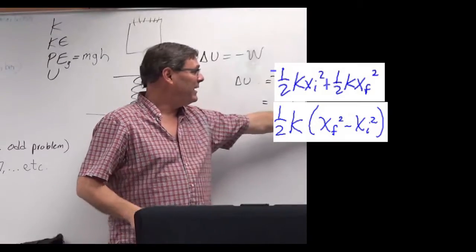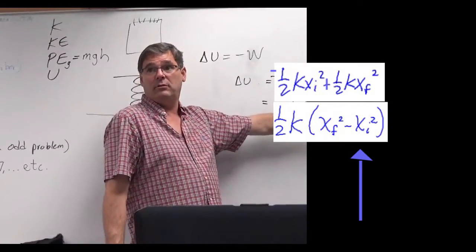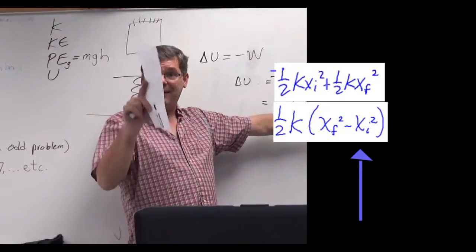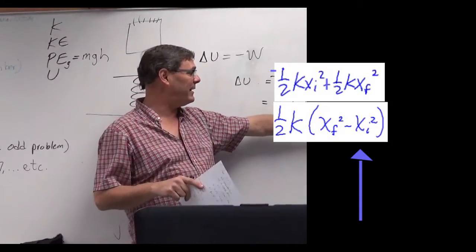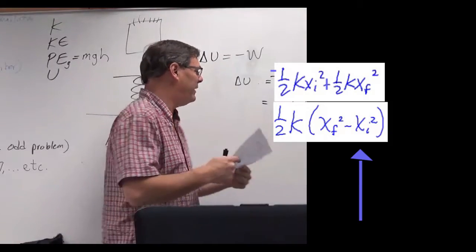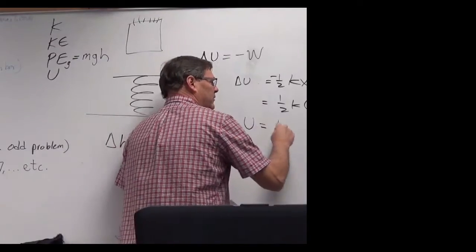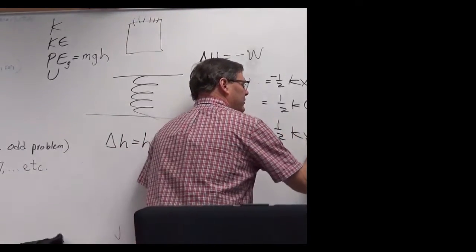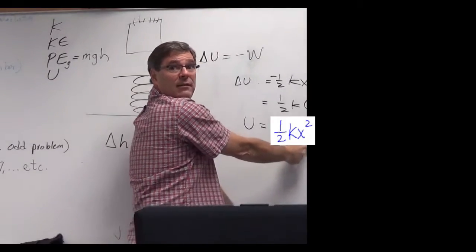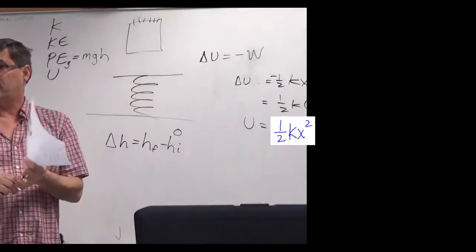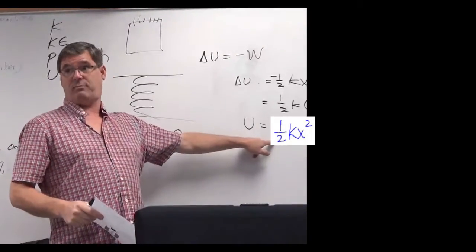And again, if we let the initial position be our reference point, 0, and we're always comparing that to the relaxed length, we say that's the relaxed length. If we're always using that as our reference point, then we can say the potential energy of a spring is 1/2 kx squared, where x is the distance from the relaxed length. Okay? So that's the amount of energy stored in the spring.